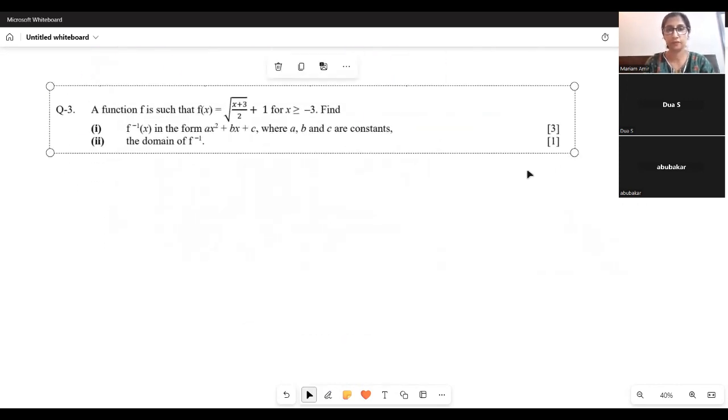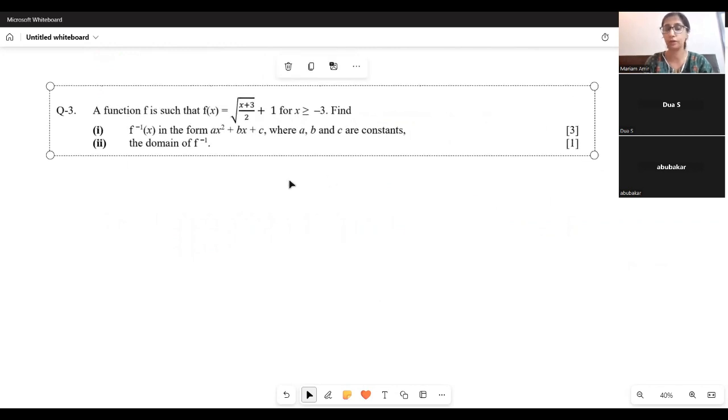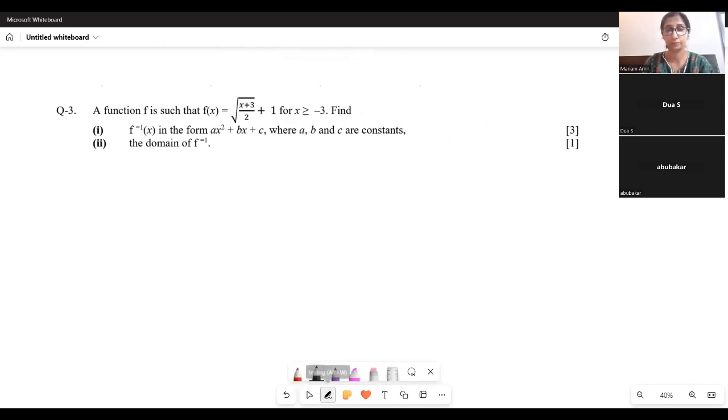A function f is such that f(x) equals square root of (x plus 3) divided by 2, plus 1, for x greater than or equal to minus 3. Find f inverse of x. Let's start from here. How do we find f inverse of x? Part 1.